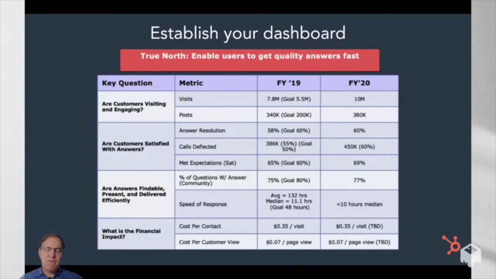So here's a dashboard from a community I worked on 2 years ago. The first thing we did was focus on the big issues you want to solve. So starting in the upper left-hand corner with engagement, are customers visiting and engaging? Then we had questions like, are they satisfied? Are they finding answers quickly and efficiently? And what's the financial impact? Then the second column here is all the metrics that rolled up to these numbers. And then we had the baseline in FY19 and then the goal in FY20. Everybody had access to this dashboard. And we kept looking at the questions here and trying to figure out, are we answering those questions?